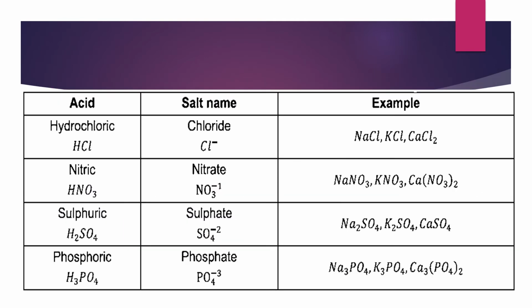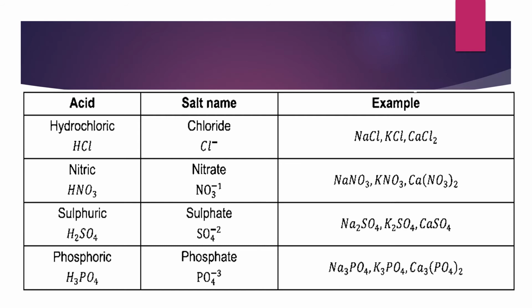Here a few examples are given to show you. Take the acid hydrogen chloride: hydrogen is replaced by some metallic atom like sodium, potassium or calcium, and then the new salt formed will be sodium chloride or potassium chloride or calcium chloride, depending on the metallic atom. The second example is nitric acid, HNO3. In this, hydrogen is replaced by the metallic atom, and then the new salt formed is sodium nitrate or potassium nitrate or calcium nitrate.